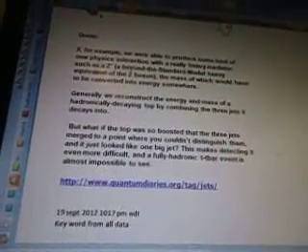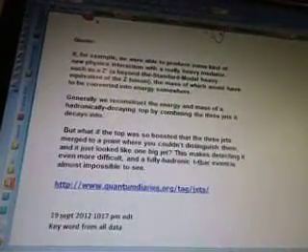Generally, we reconstruct the energy and mass of a hadronically decaying top by combining the 3 jets it decays into. But what if the top was so boosted that the 3 jets merged to a point where you couldn't distinguish them and it just looked like one big jet? This makes detecting it even more difficult, and a fully hadronic T-bar event is almost impossible to see.